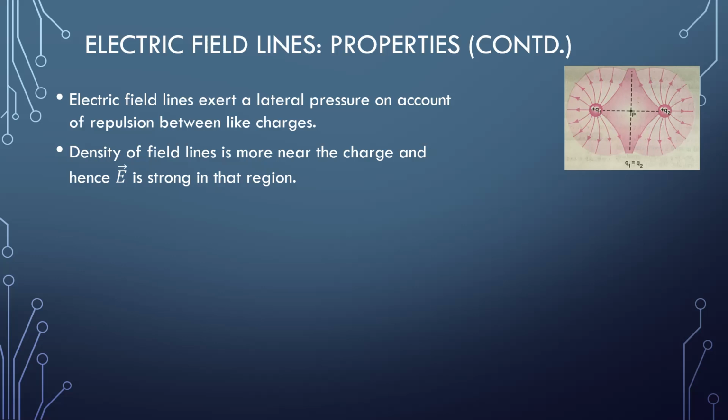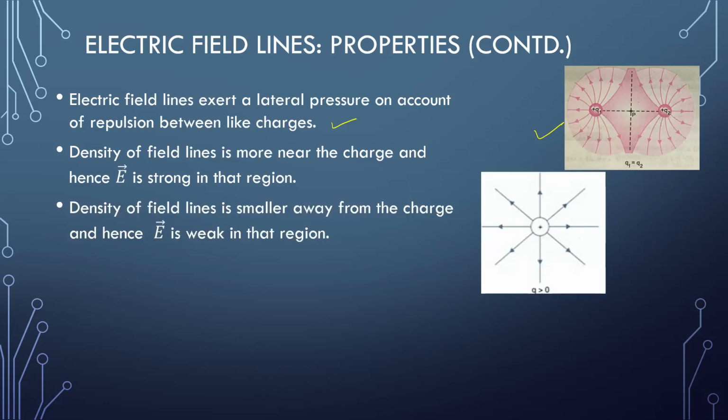Then electric field lines exert a lateral pressure on account of repulsion between like charges. This I have already explained to you with the help of the diagram which we did in a previous slide also, that electric field lines exert a lateral pressure on account of repulsion between the like charges. Here Q1 is equal to Q2, let us say both are positive charges. You can see that the field lines are going away from the charges and they are exerting a lateral pressure, because there will be repulsion between Q1 and Q2.